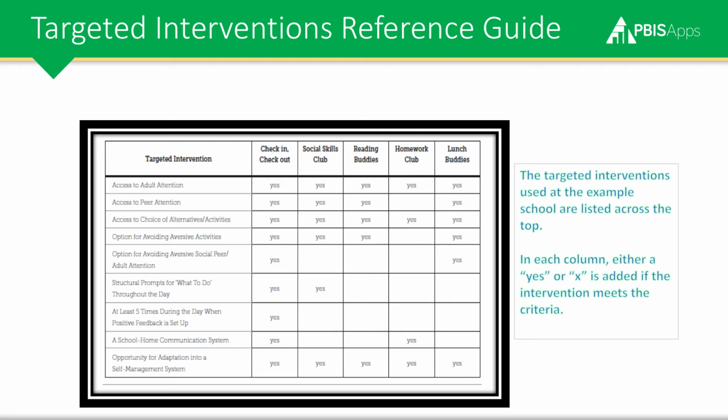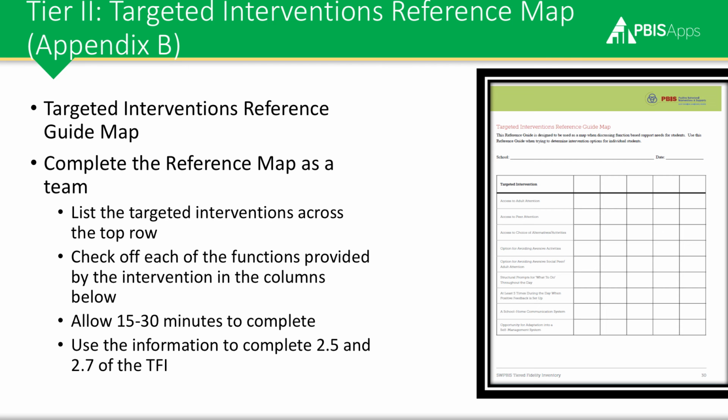Its goal is to have enough interventions in place to meet the needs of the students who will benefit from targeted interventions. This is the blank form that the team and coach or coordinator will complete prior to the meeting to conduct the TFI. The interventions will be listed across the top, and then a yes or an X will be entered in each square for the need that is met by the intervention. This will help your team answer 2 of the items on the TFI.